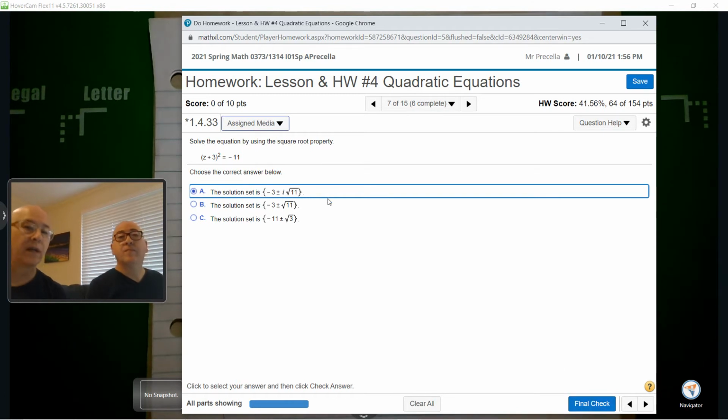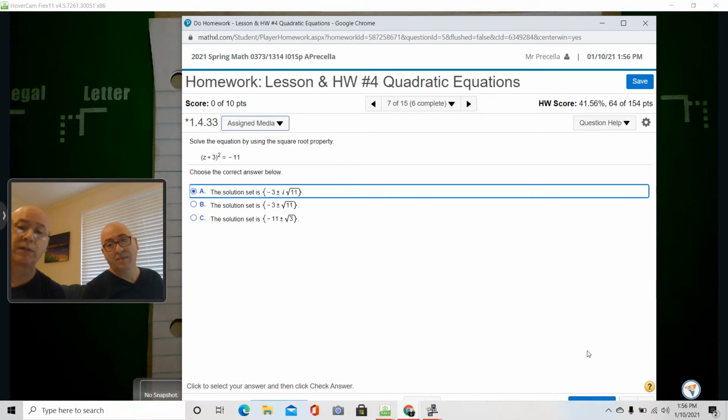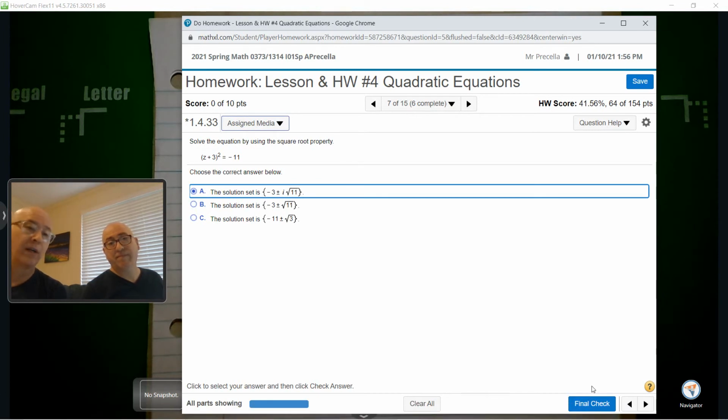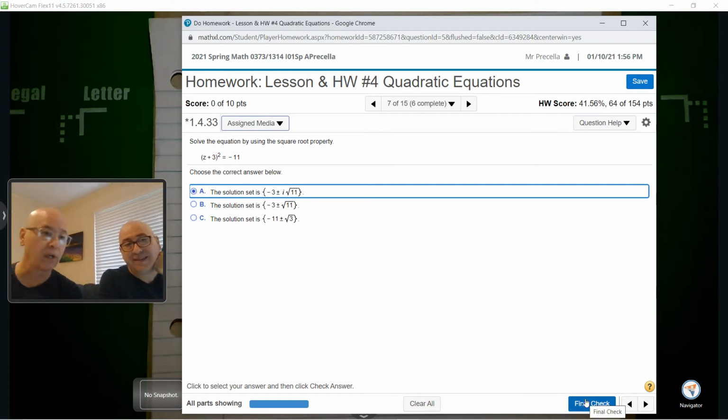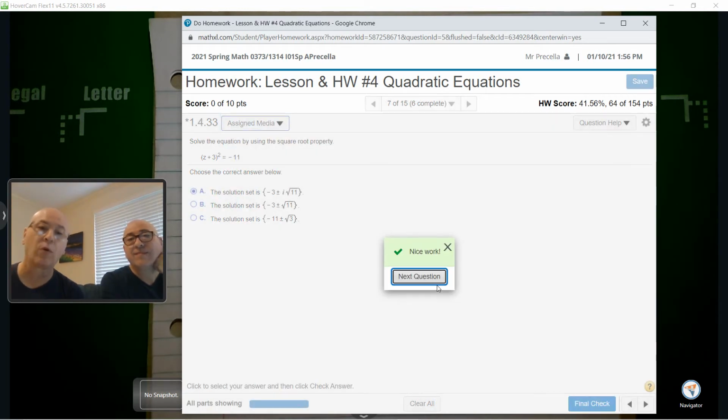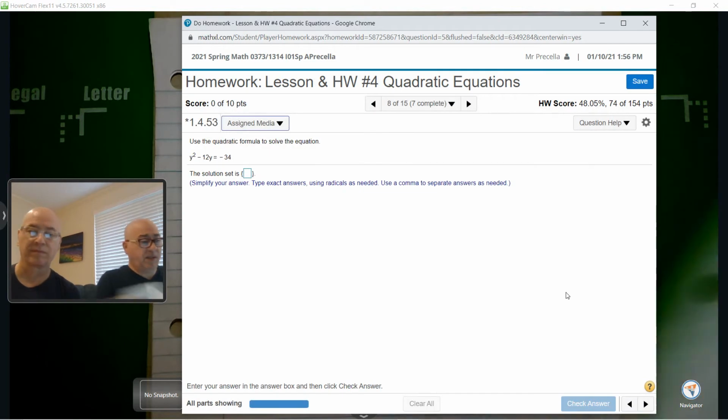Oh, and notice, if it's a multiple choice question with fewer than 4 options, you only get one shot. Notice down here, it says final check. If you choose the wrong answer, you don't get a second choice. You've got to say similar problem and redo it. If there are 4 options, then you get 2 shots at choosing the correct answer. But if there's 3 or fewer options, then you only have one chance. But we got it right. So square root method is good for problems in a certain format.